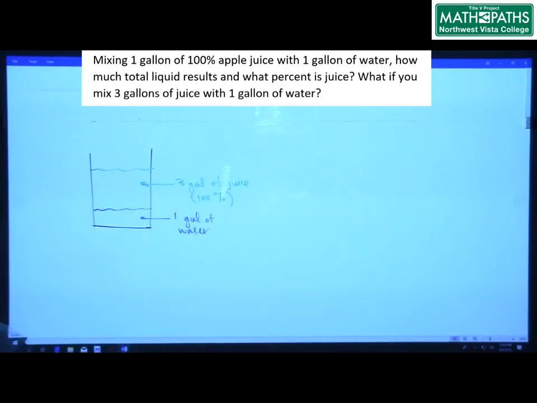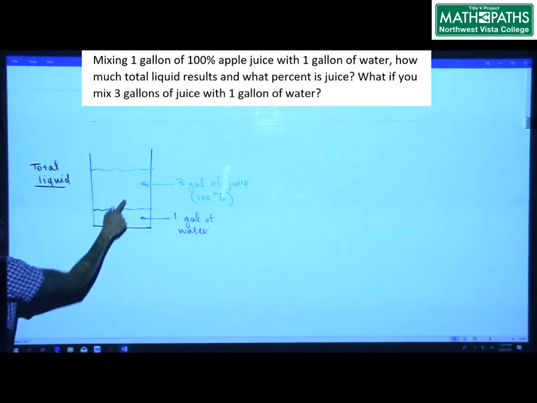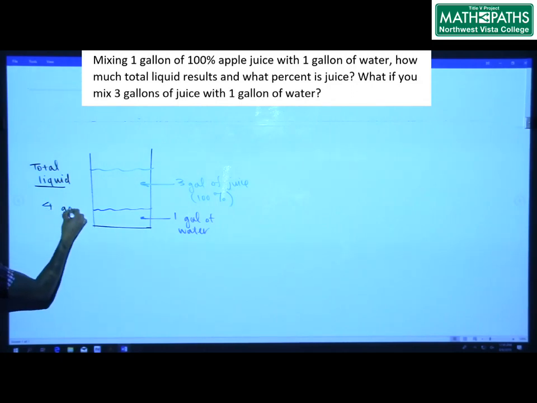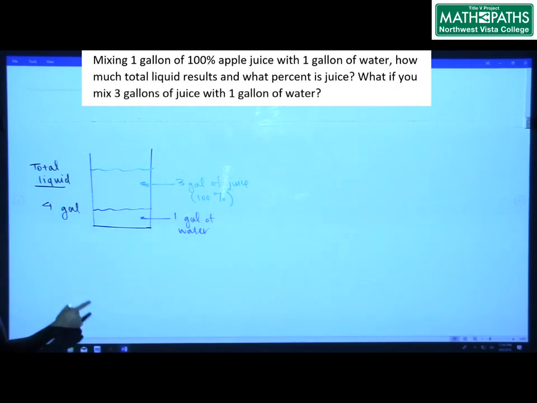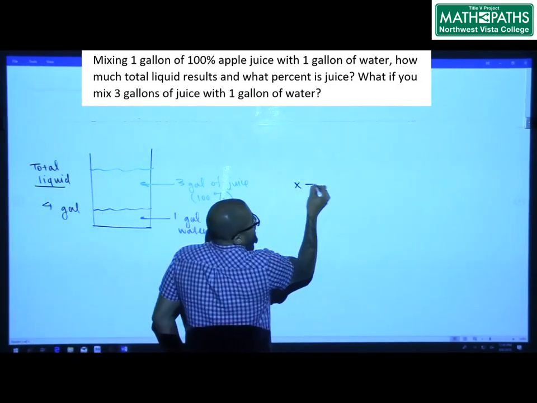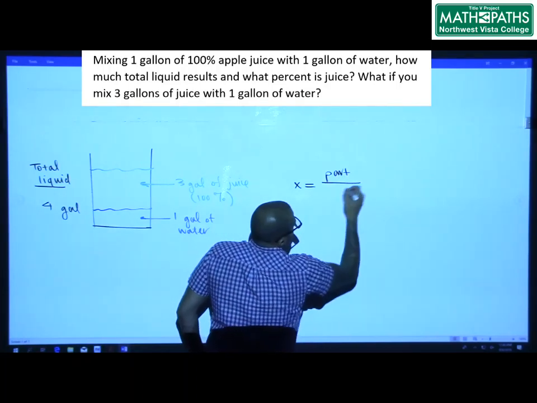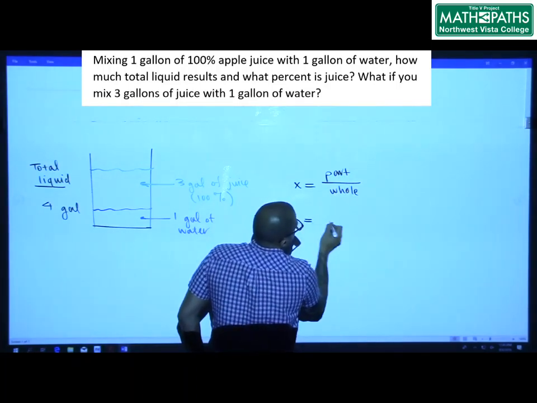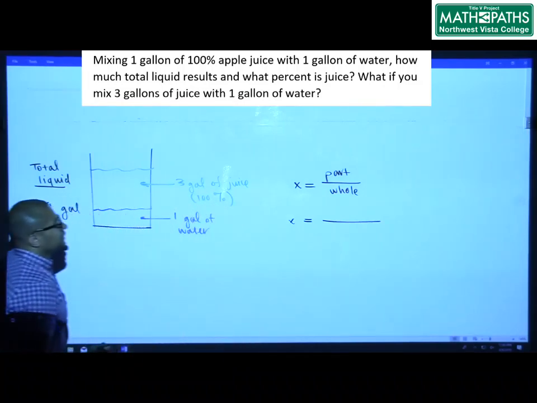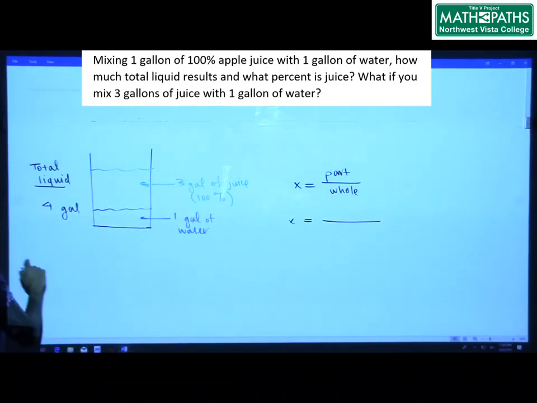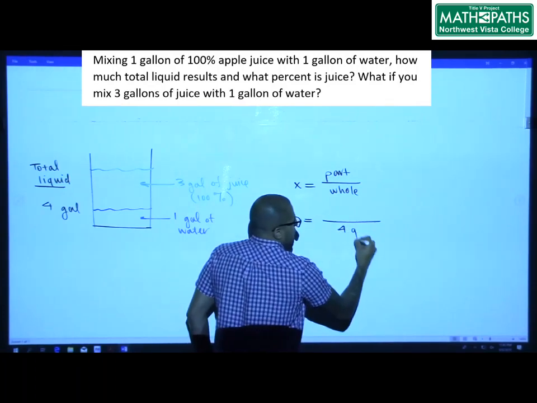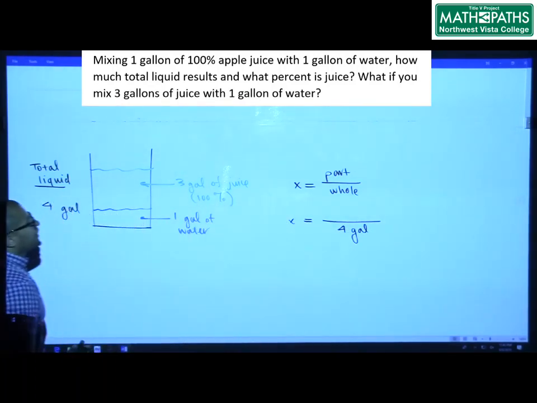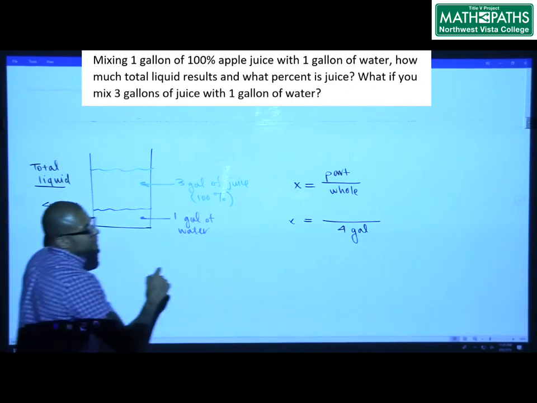So first we have to figure out the total liquid. So the total liquid for this example, we're taking 3 gallons plus 1 gallon to get 4 gallons total. So to solve for the percent that is juice in this example, I'm going to say that x is equal to some part over a whole. So we know that our total liquid is 4 gallons. That's going to be the denominator of this fraction. And the part that's juice is 3 gallons.